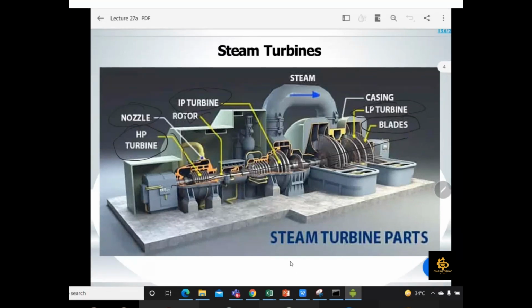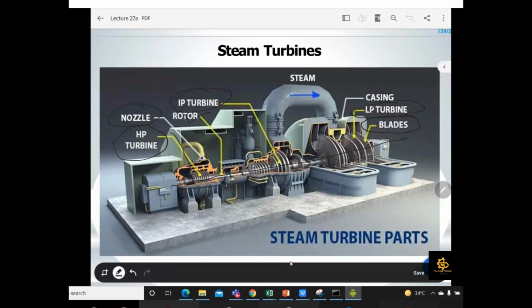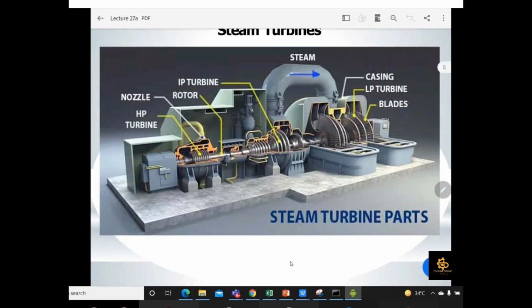Okay, and this nozzle will impinge your steam onto the high pressure turbine, and then that same energy is transferred to your intermediate pressure turbine, and then the low pressure turbine, and then at the end you will send this energy to the generator to run the generator. So this is just a basic steam turbine.